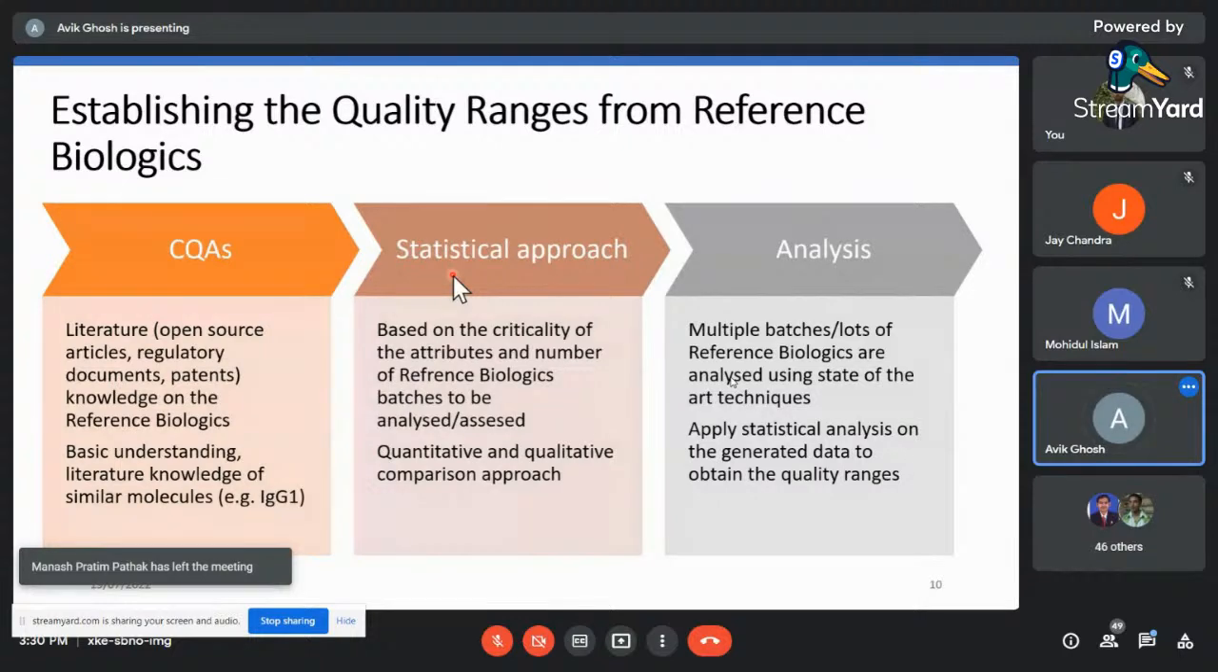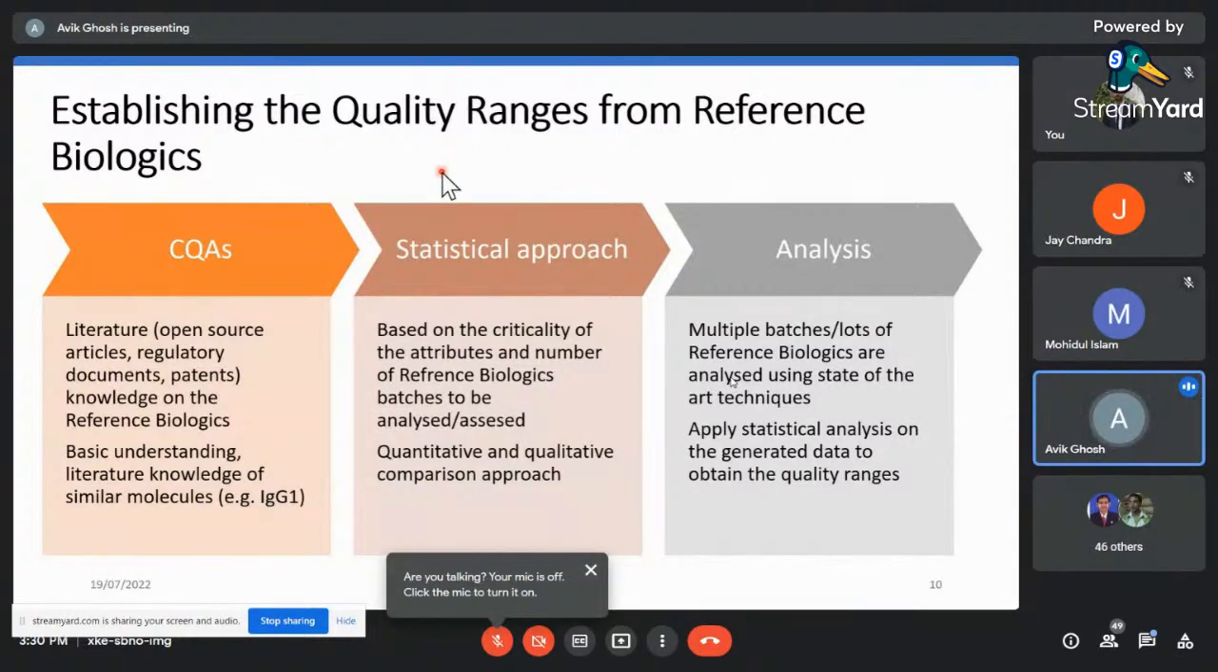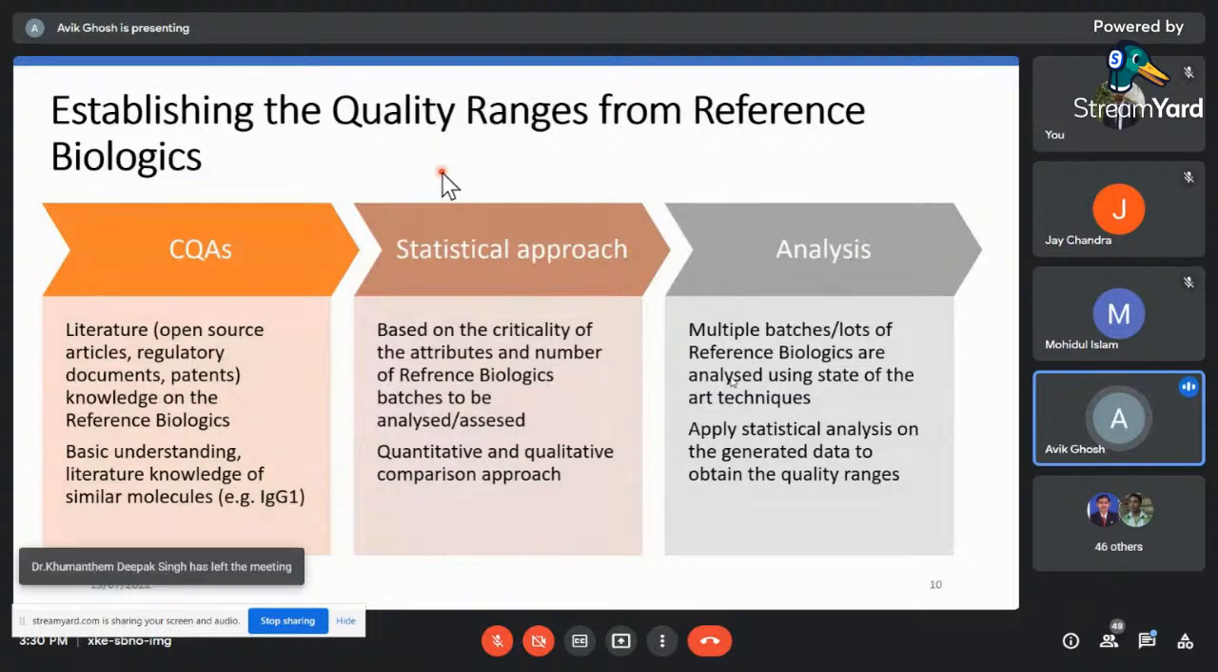Okay, so once this is done, what we generally call the homework phase, you have analyzed the reference product, and then you have finalized the target ranges that we are going to work with.